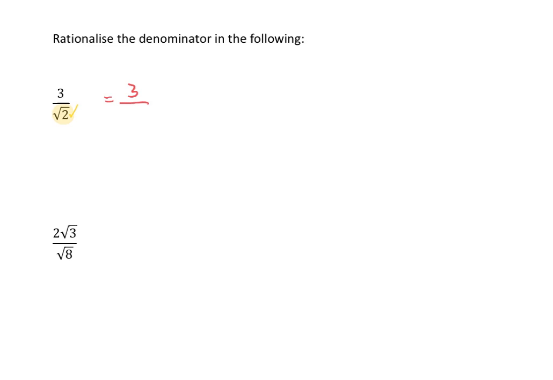So 3 over the square root of 2 times the square root of 2 over the square root of 2. That is going to equal 3 times the square root of 2 over 2, because the square root of 2 times the square root of 2 is equal to 2, and 3 times the square root of 2 is 3 times the square root of 2. So that's an example of how we simplify an expression by rationalising the denominator. Let's have a look at our second example.